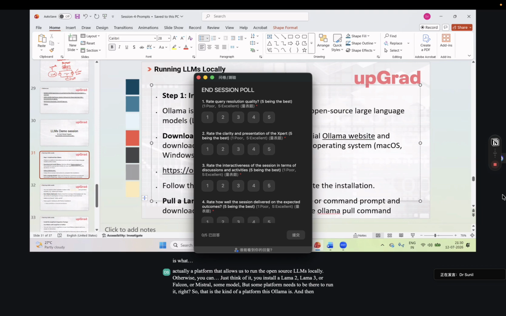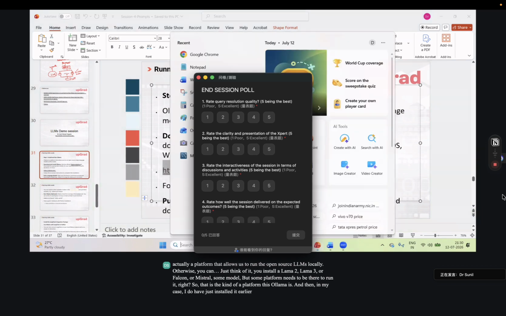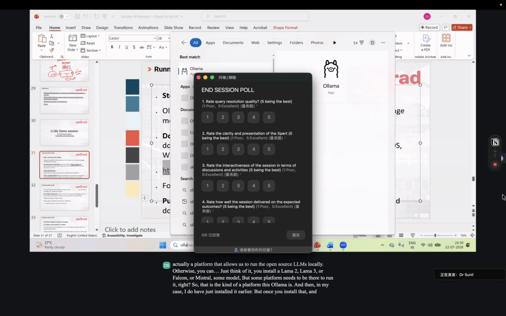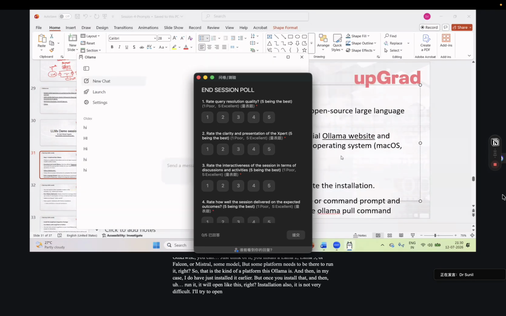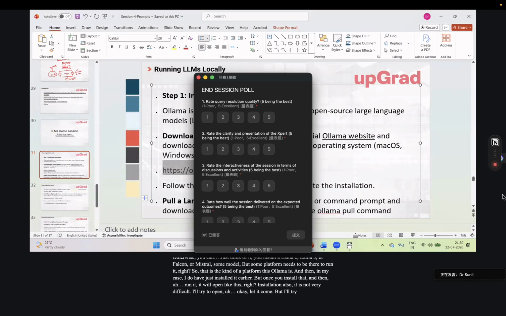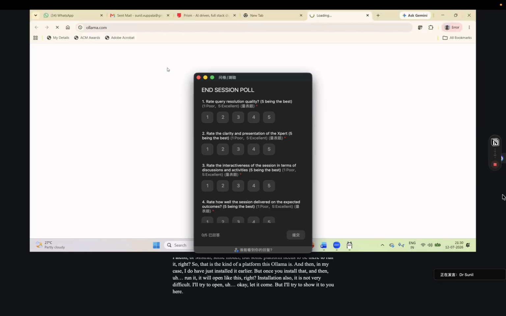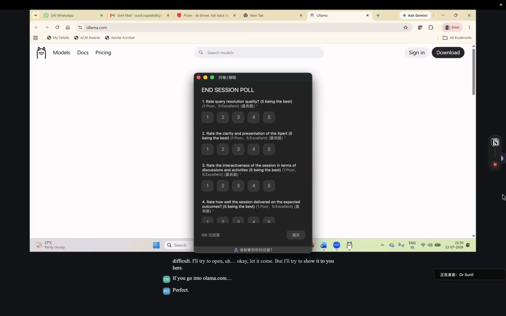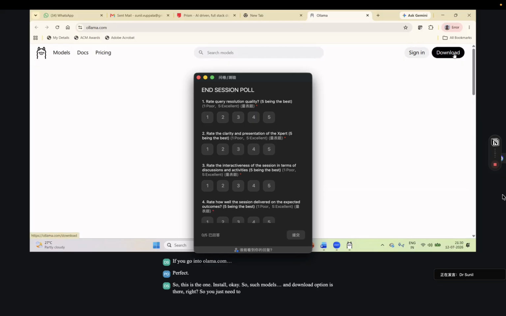In my case, I have just installed it earlier. Once you install that and run it, it will open like this, right? Installation is also not very difficult. If you go to ollama.com, this is the one, install. Search models, and then the download option is there, right? You just need to download and click, that's it. Whether it is a Mac or Windows doesn't matter. You will be able to install it.